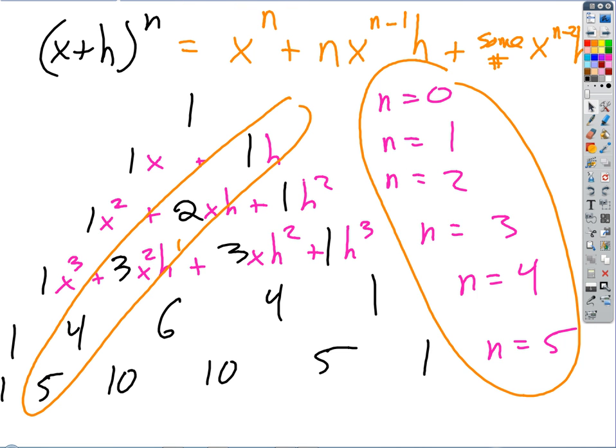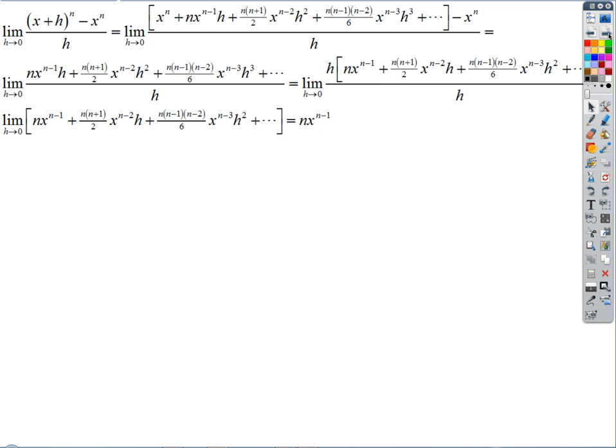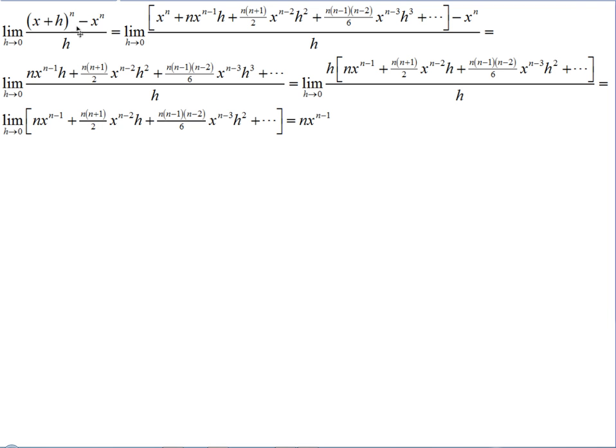Now, this morning, I just threw something together that's a little more exacting. So here's actually the first few terms of the binomial expansion. Now let's take a look. Don't panic. It's no big deal. So it's the same stuff we had yesterday. So what this says, take a look here. Limit of x plus h to the n minus x to the n over h. That's what we're trying to evaluate.